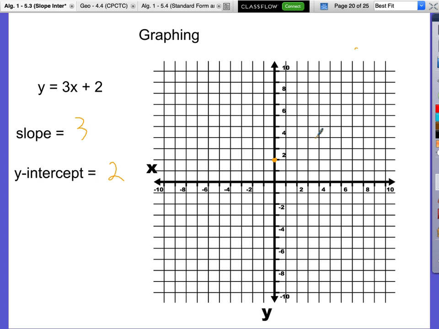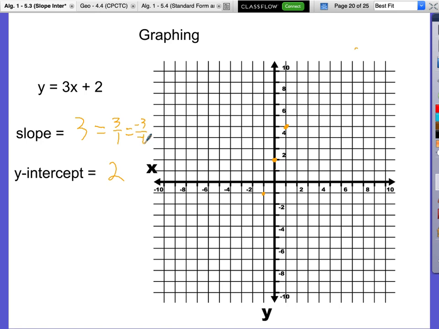Up 3 over 1, because our slope is 3 over 1. 3, which is really the same thing as 3 over 1, tells us that we rise 3 for every 1 we run to the right. Could we also go 3 down? Then we would have to go left 1, because that would be minus 3 over minus 1, making it positive still. So this can also be negative 3 over negative 1. You can go either way.